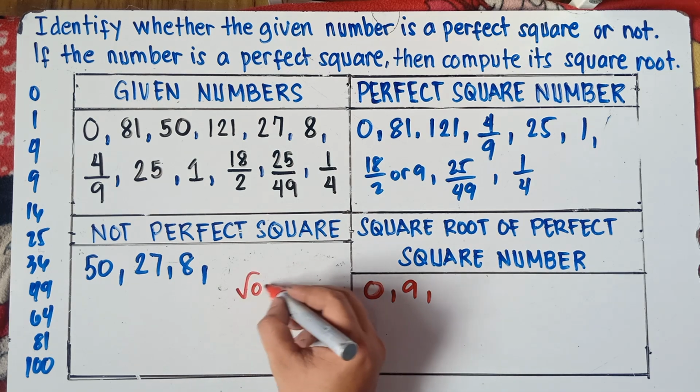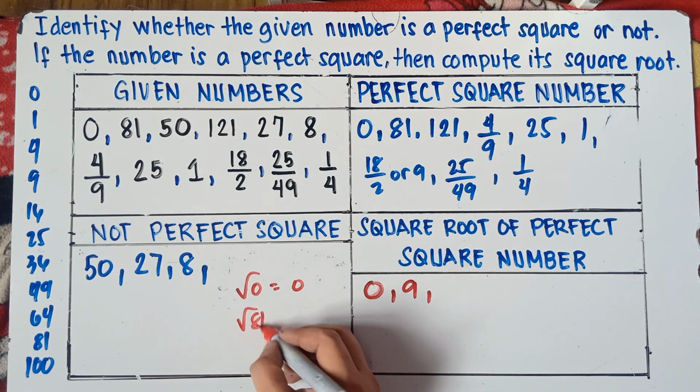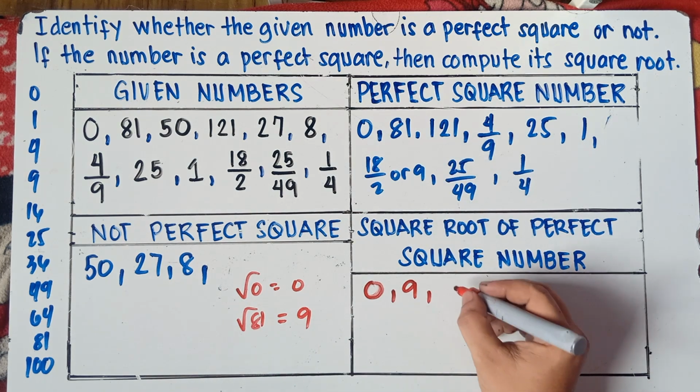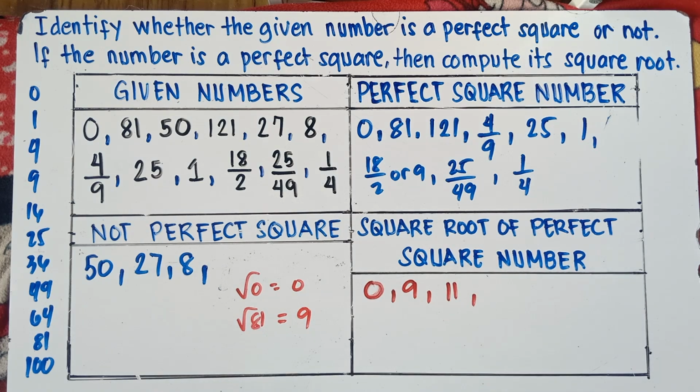So the square root of 0 is equal to 0. The square root of 81 is equal to 9. The square root of 121 is 11. The square root of 4 over 9 is 2 over 3.